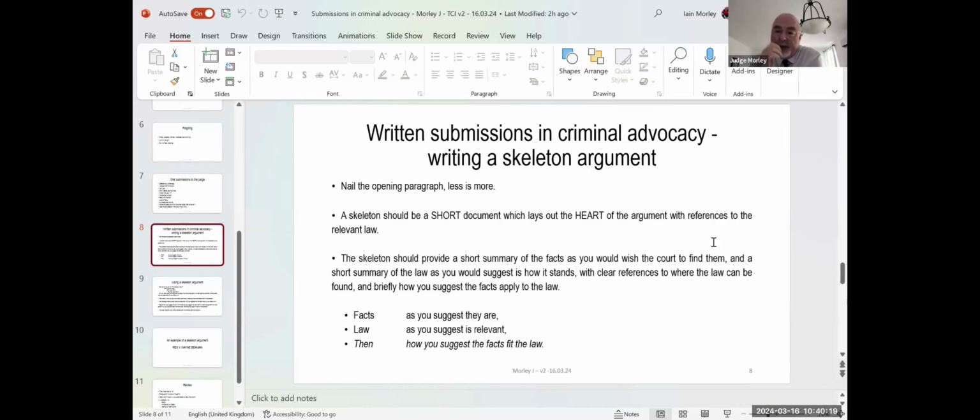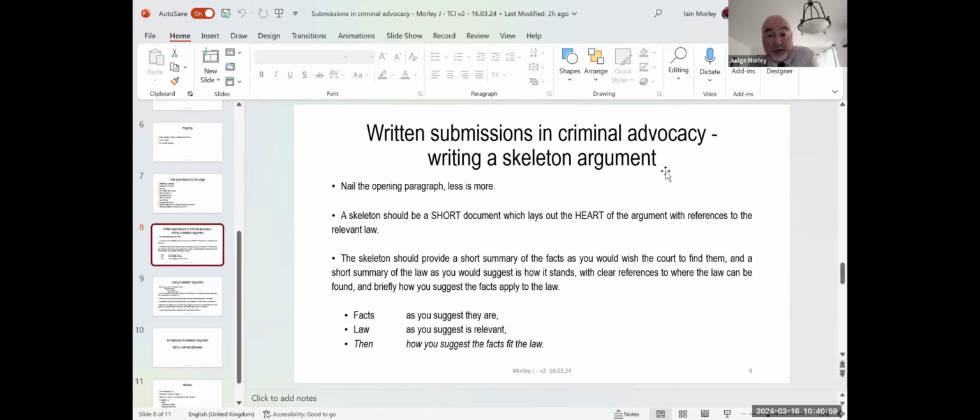The overall structure of a skeleton should be short. It should be short, laying out the heart of the argument with references to the relevant law, and also where various bits and bobs can be found in the case papers. So it's important that it's not a tome, it's not a treatise and everything that could be possibly said about something. You want to get to the heart of the point. It needs to be a relatively short document which covers everything, but it doesn't become some academic exercise in erudition.